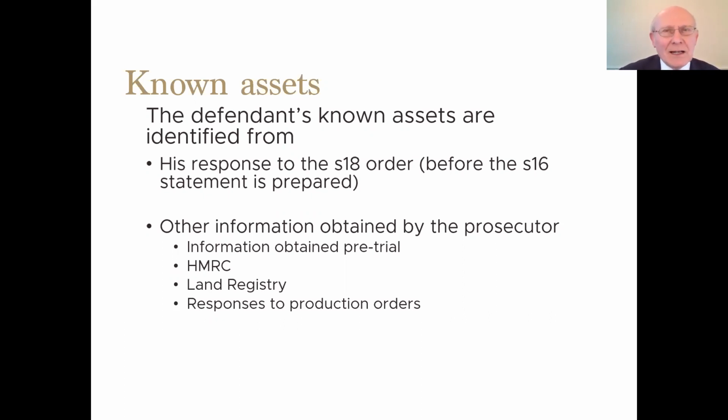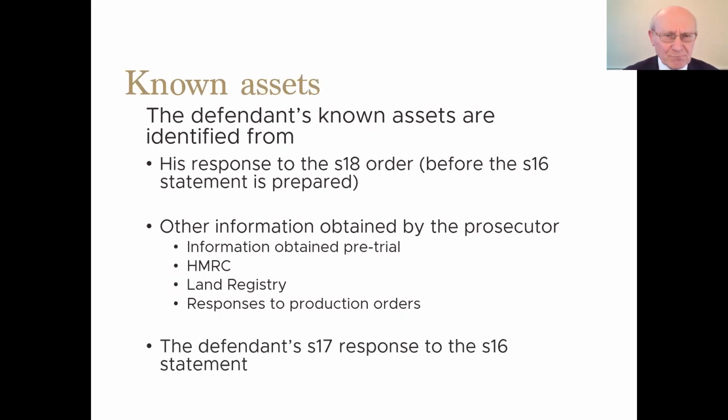Don't forget that Part 8 of the Proceeds of Crime Act gives investigation powers, including under Section 345, the ability for the prosecutor to ask for a production order requiring, let's say, an accountant or a conveyancing solicitor to produce their files or copies of their files or documents from their files about the defendant, which can be used by the prosecution in putting together their figures for available amount in their Section 16 statement.